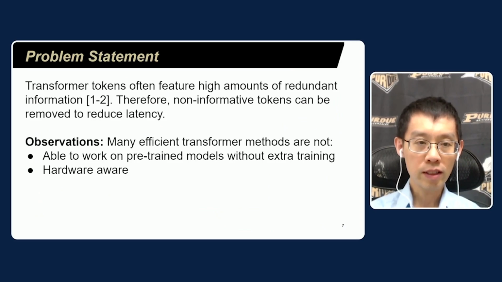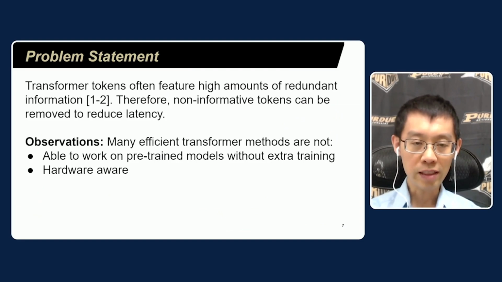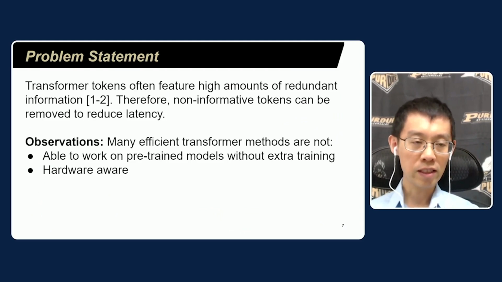Also, many existing methods for efficient transformers are not designed for pre-trained models, and the existing methods usually require training. Training is undesirable as training becomes more and more expensive. As Gowen said in the introduction, the model gets bigger and bigger, so training becomes very expensive. So we want to see how we can use pre-trained models to improve the efficiency. The second observation is most existing methods are not considering the hardware characteristics. So our methods will consider these two factors in the design.